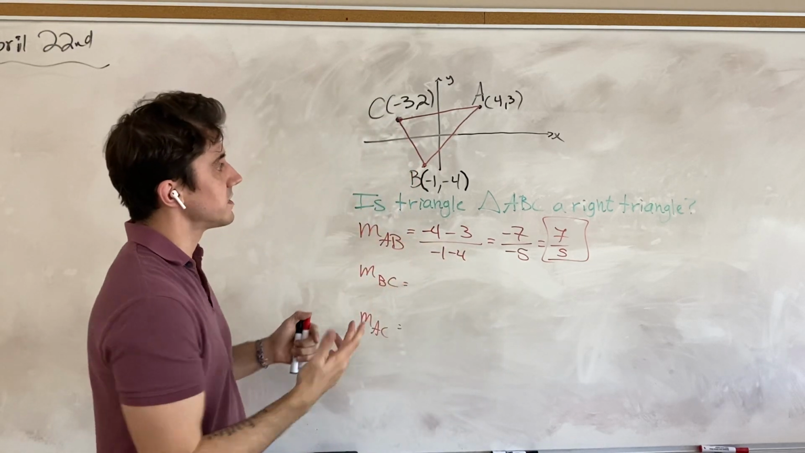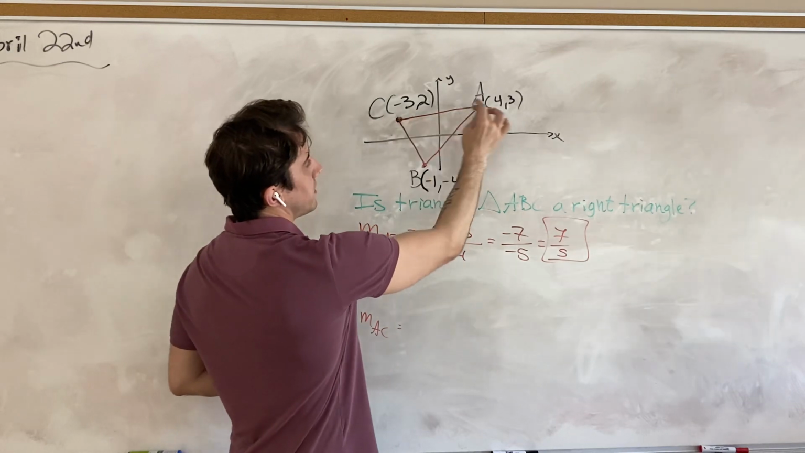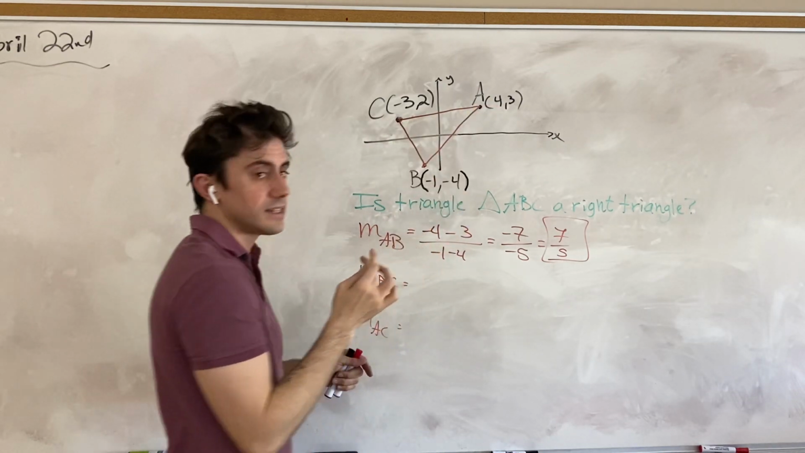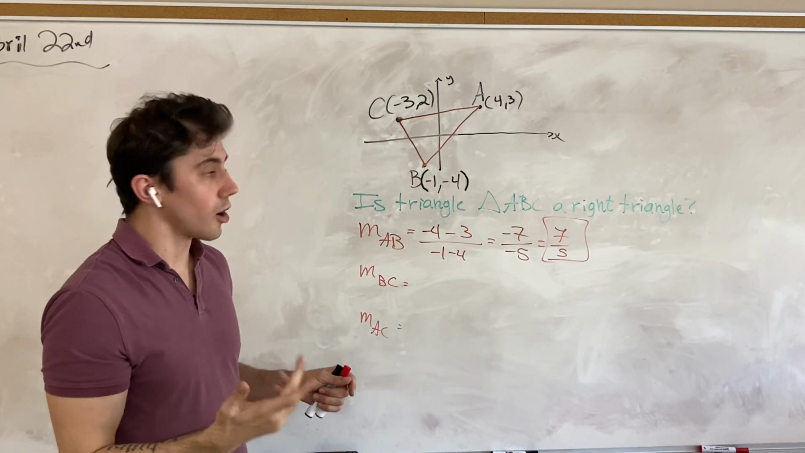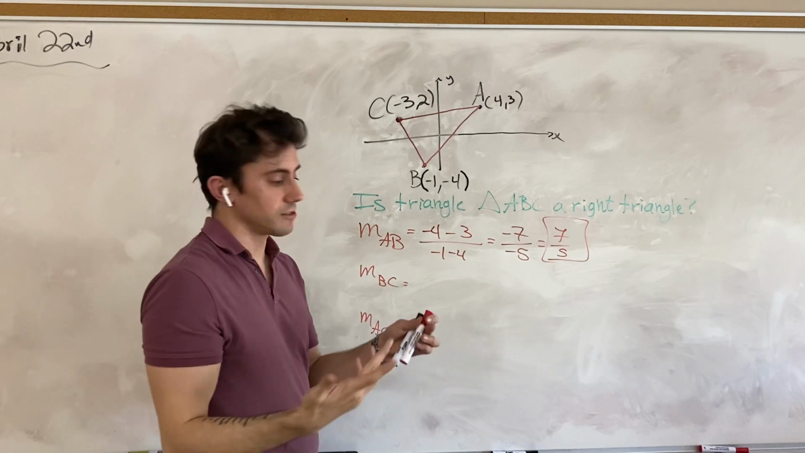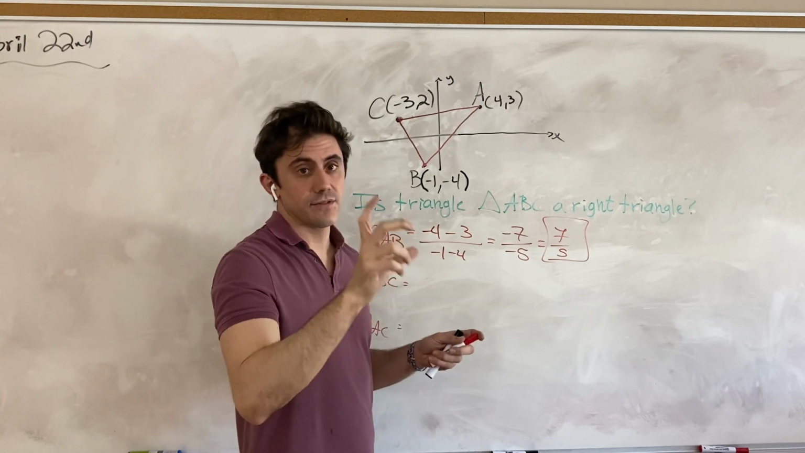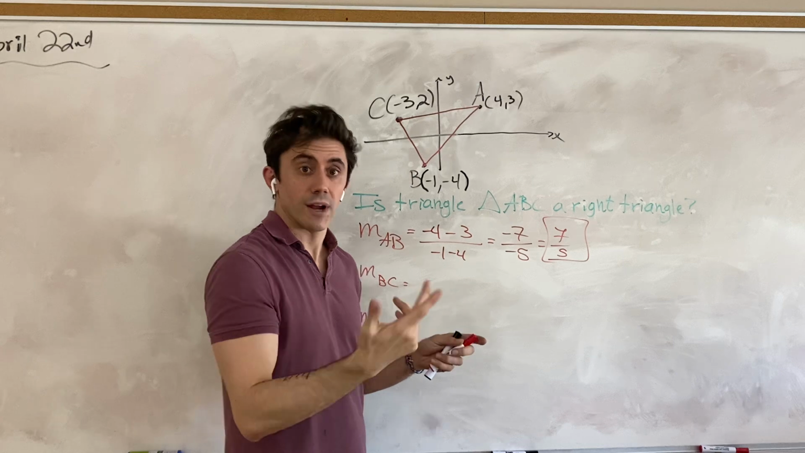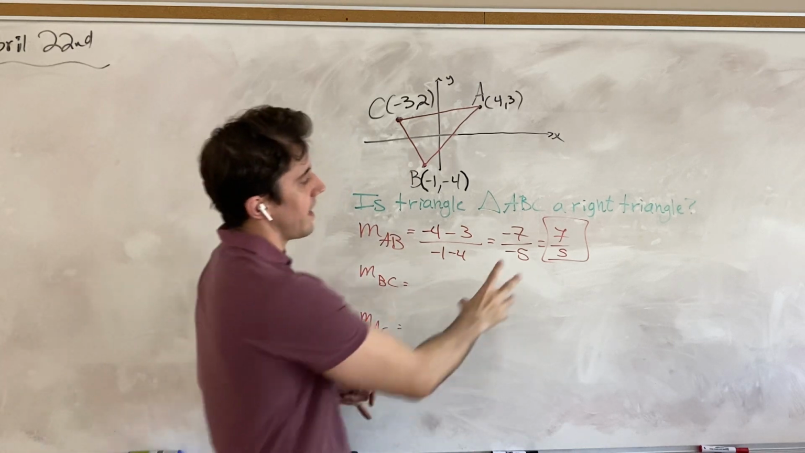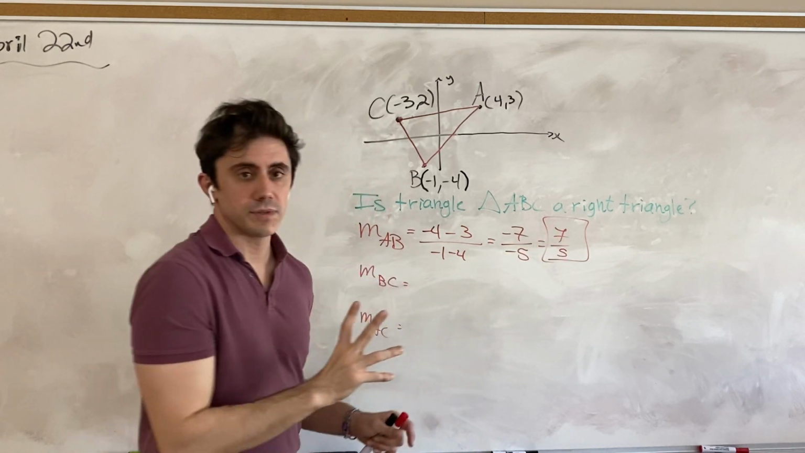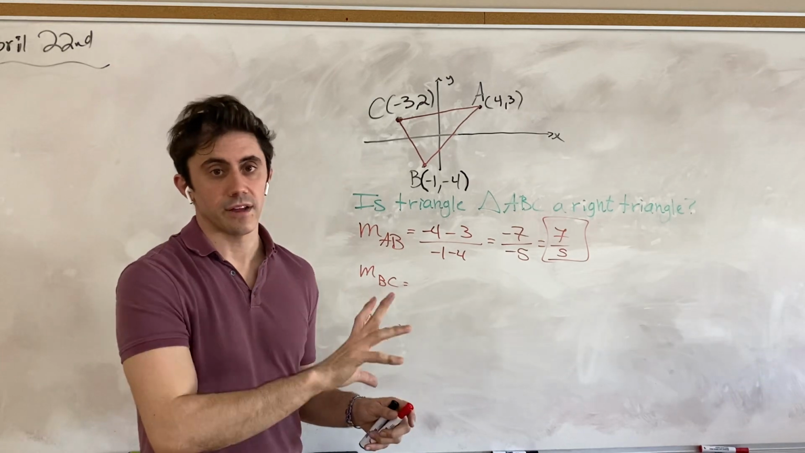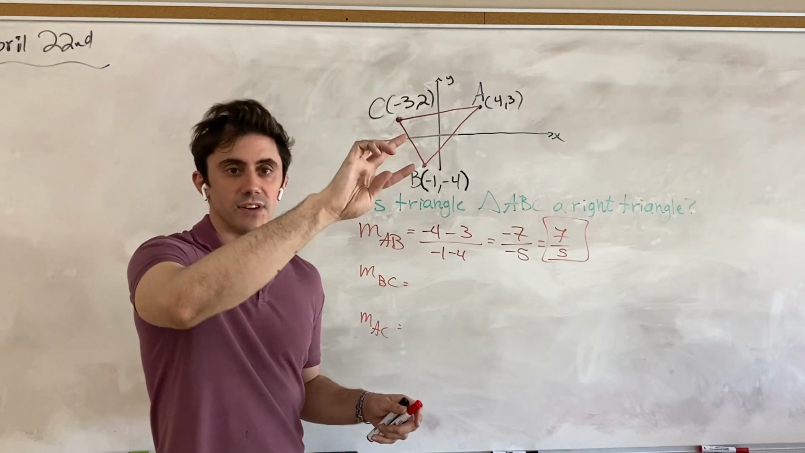So really what we're checking to see is whether or not any of these pairs of lines, these pairs of edges, are perpendicular. And perpendicular lines, we know, have negative reciprocal slopes, right? So that's really what we're checking here. Are any of these slopes negative reciprocals of one another, right? That means negative flipped, right?